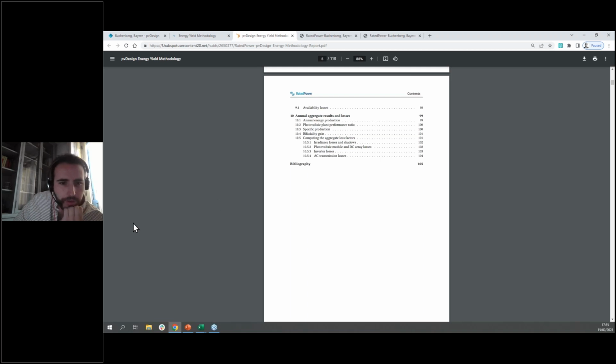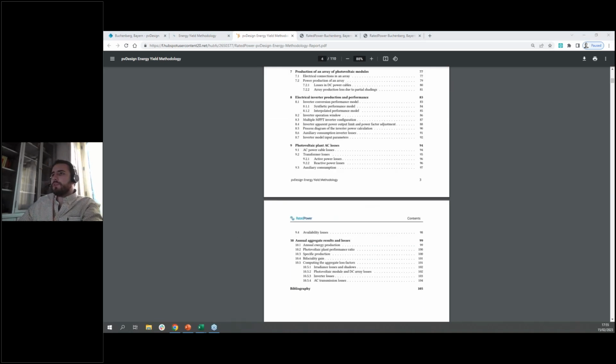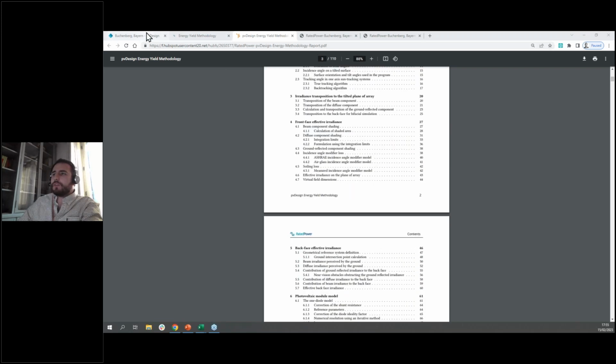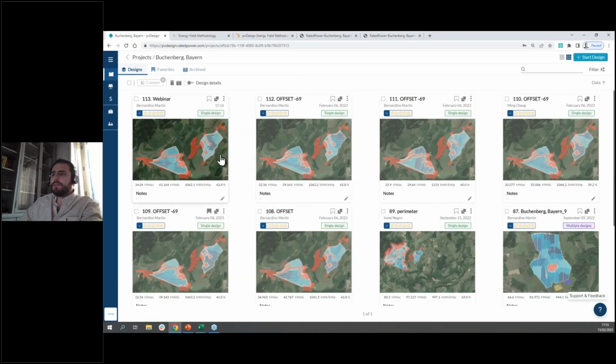Is the tool available for download? No, currently our software is cloud-based, so everything that you do is online. You can generate different designs, clone them, and everything is done on the cloud.